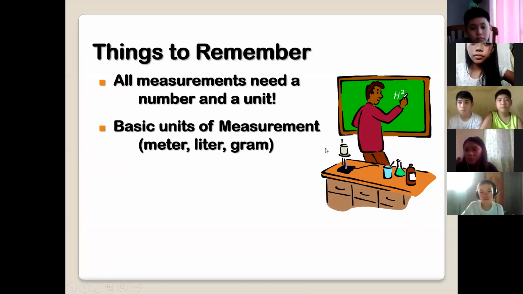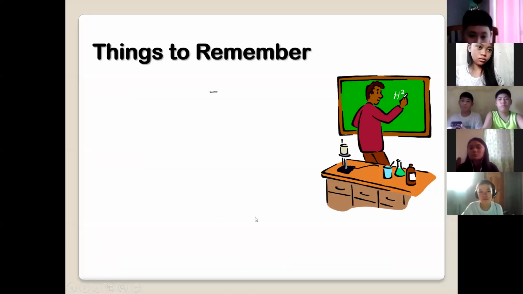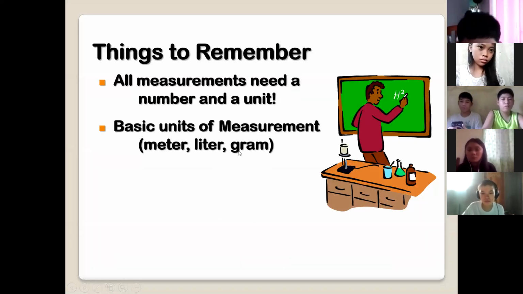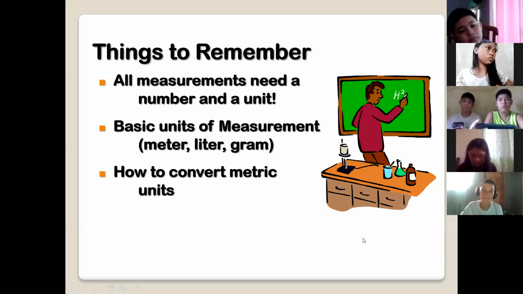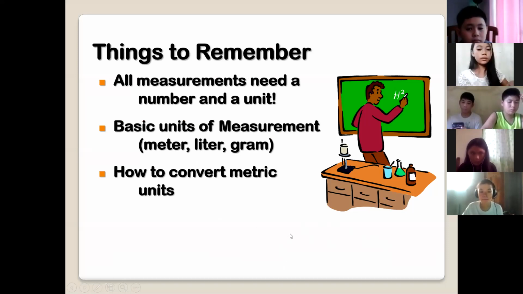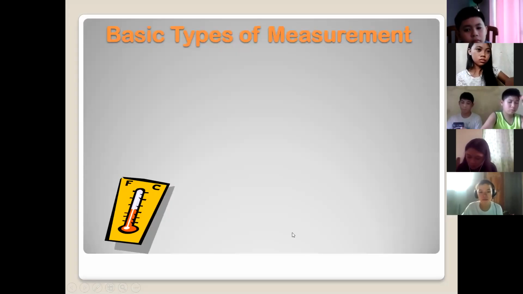So always remember, class, the base units in the metric system are meters, liters, and grams. Okay? And then the conversion goes either to the left or to the right depending on the motion of your decimal point. So that's how you're going to convert the metric system. This is a review, class.